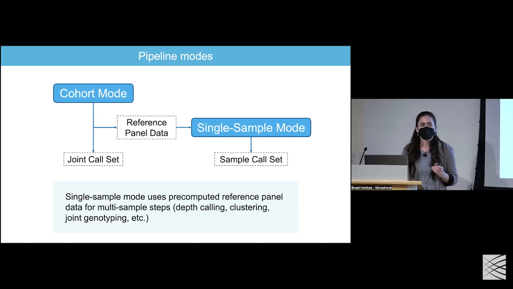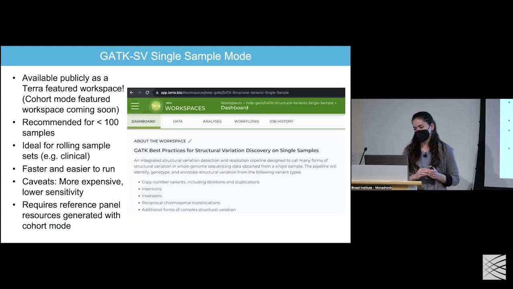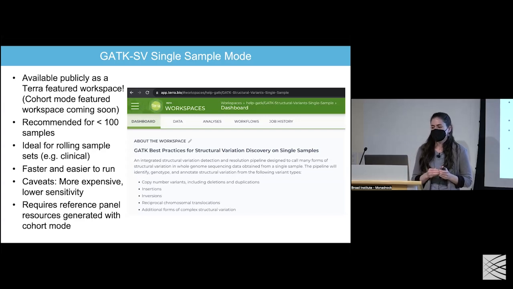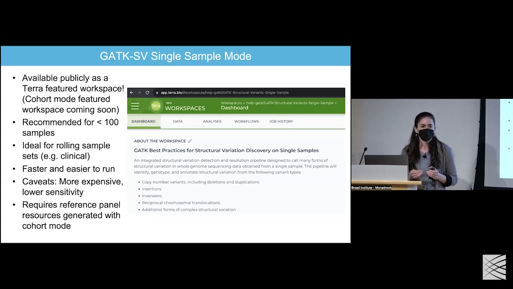The way that we do that is we use pre-computed reference panel data to be able to take advantage of the improvements that we get by considering multiple samples at some of those joint steps. And importantly, GATK SV single sample mode is currently available publicly as a Terra featured workspace to make it really easy to run. We're working on getting a featured workspace available for cohort mode as well soon.